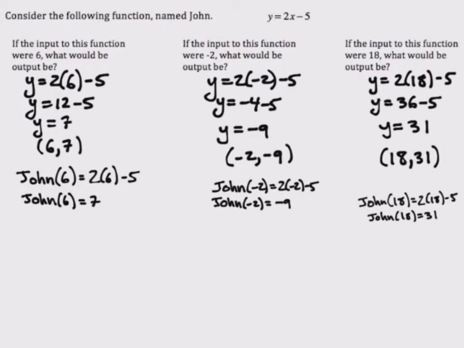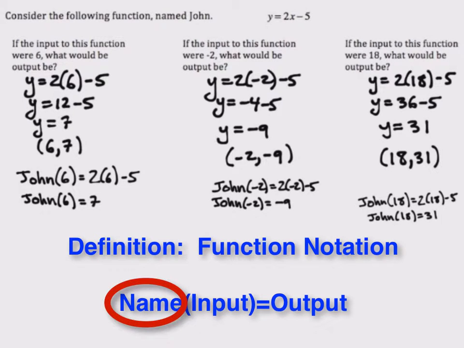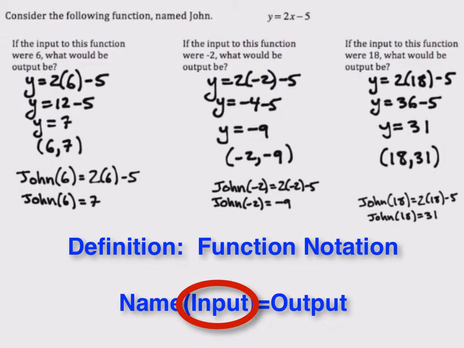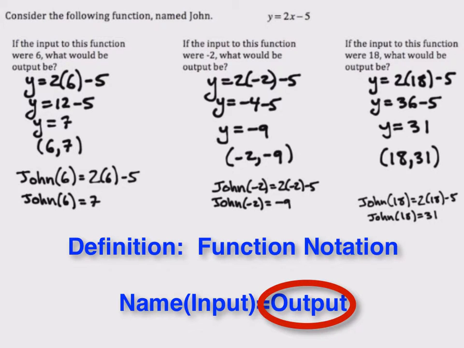It's just another way of communicating input-output pairs to the reader, but referencing the name of the function while we're doing it. And the way to write function notation is you write the name of the function, and then in parentheses what the input is, and then that equals whatever the corresponding output is.